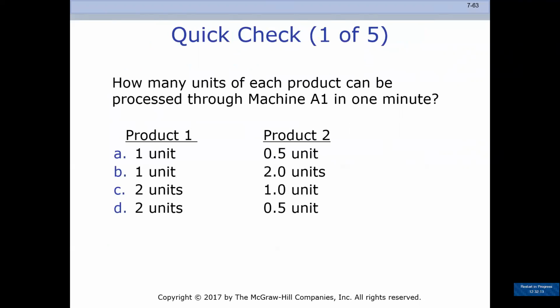How many units of each product can be processed through machine A1 in 1 minute? Well, we already figured that out. Do you remember what it is? Product 1, product 2. Product 1 was 24 per minute. Product 2 was 15 per half a minute. B, yes? 1 and 2. Because product 2 was a half a minute. So how much per minute? 2 units. This one is 1 minute.